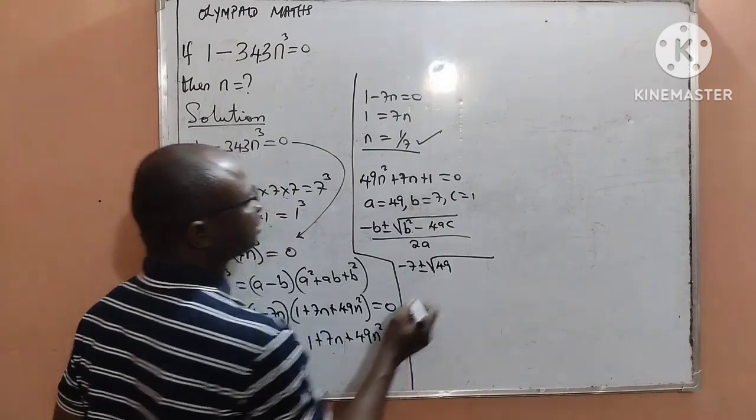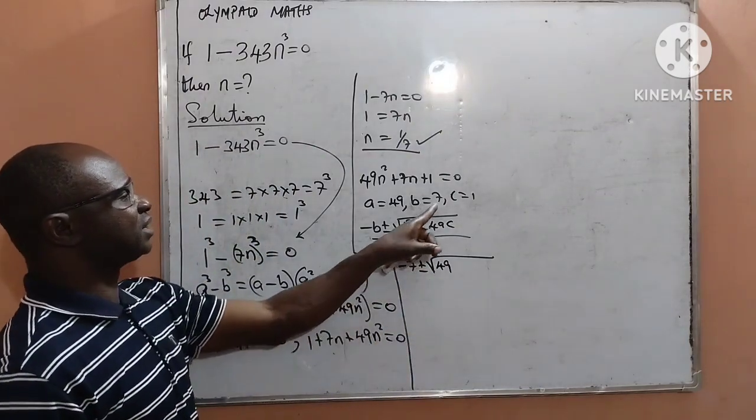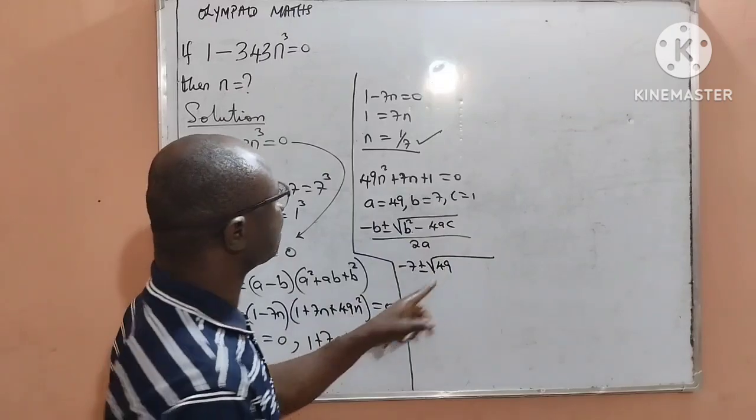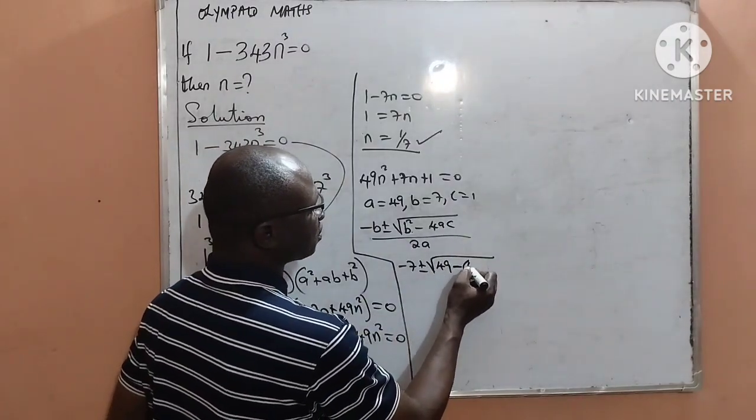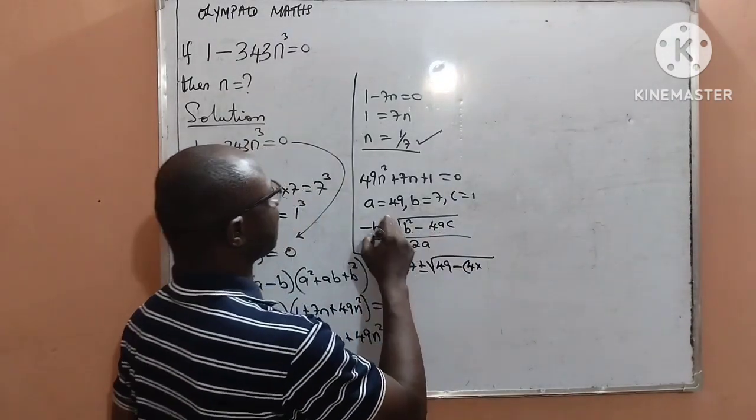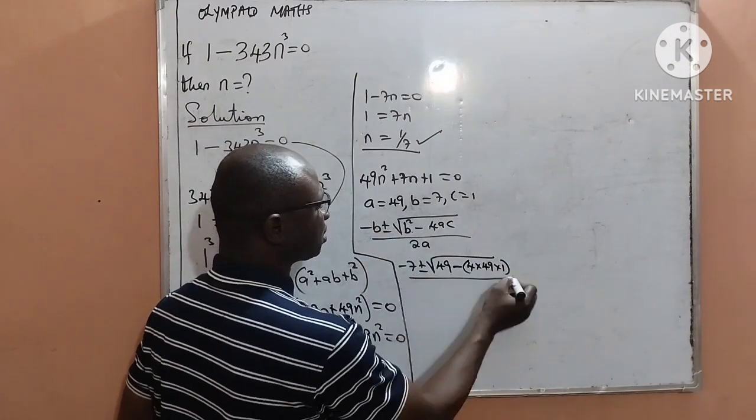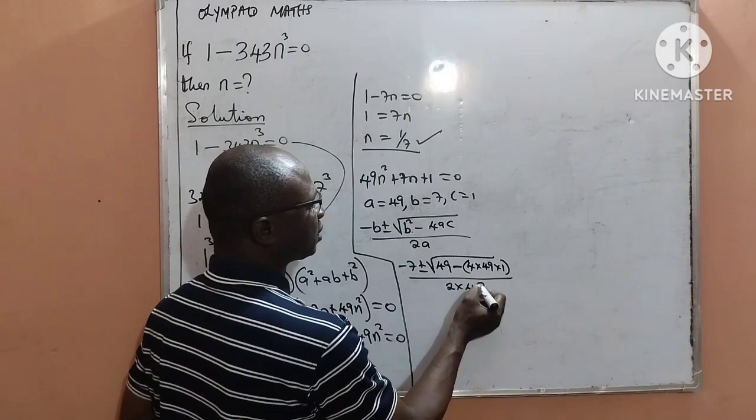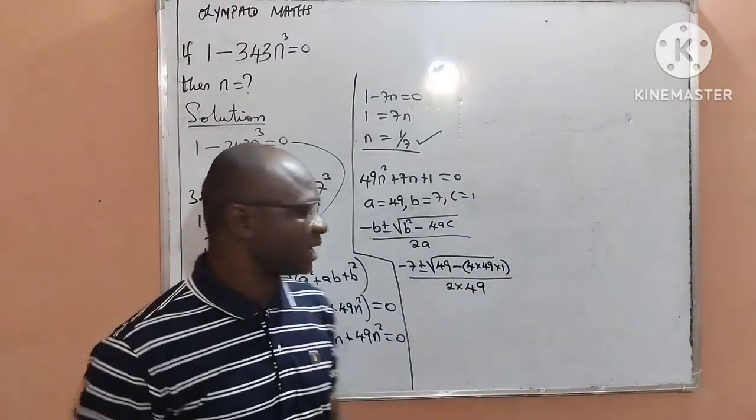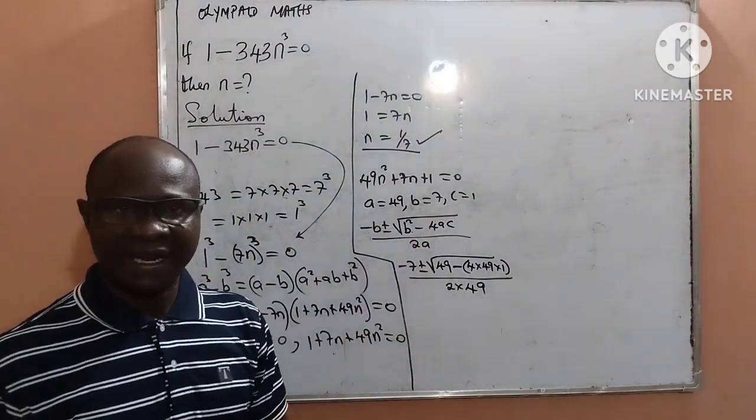So I put it into the quadratic formula to get minus 7 plus or minus, then 7 squared is going to give me 49. Going by the formula, b is 7, so 7 raised to the power 2 is 49, minus 4 multiplied by a, and a here is 49, multiplied by c, which is 1. Everything divided by 2 multiplied by a, and the value of a is 49.